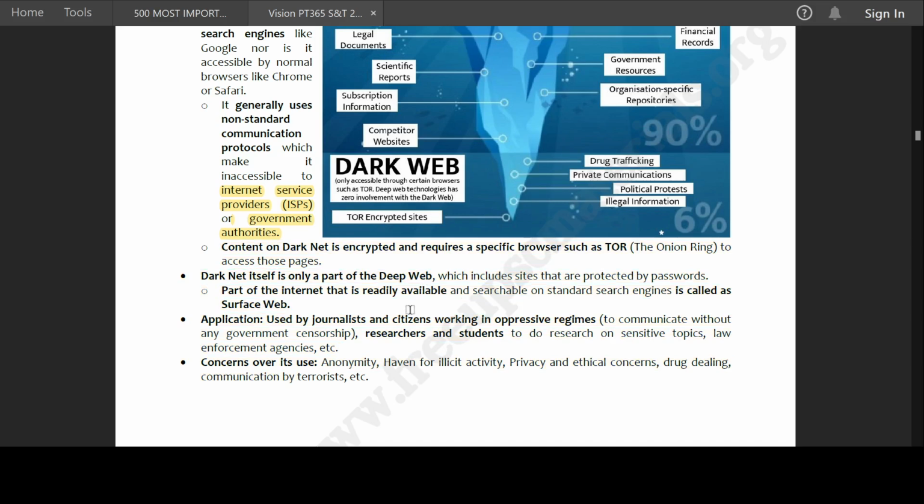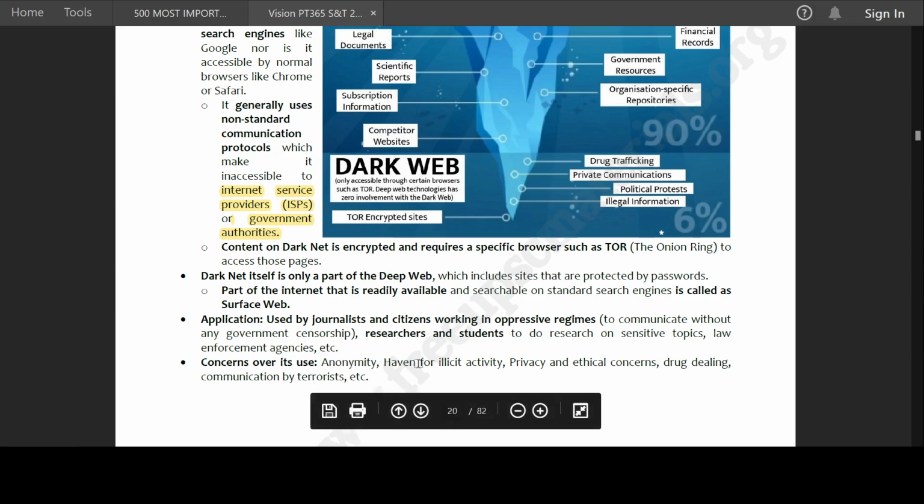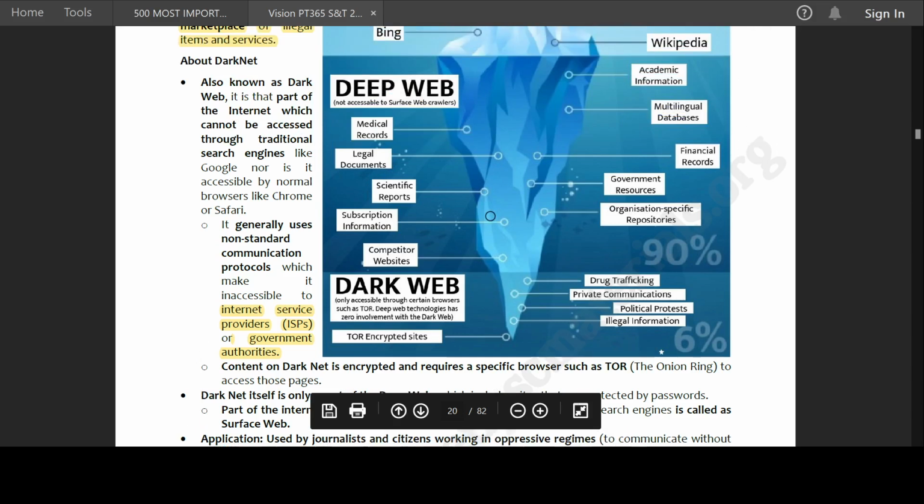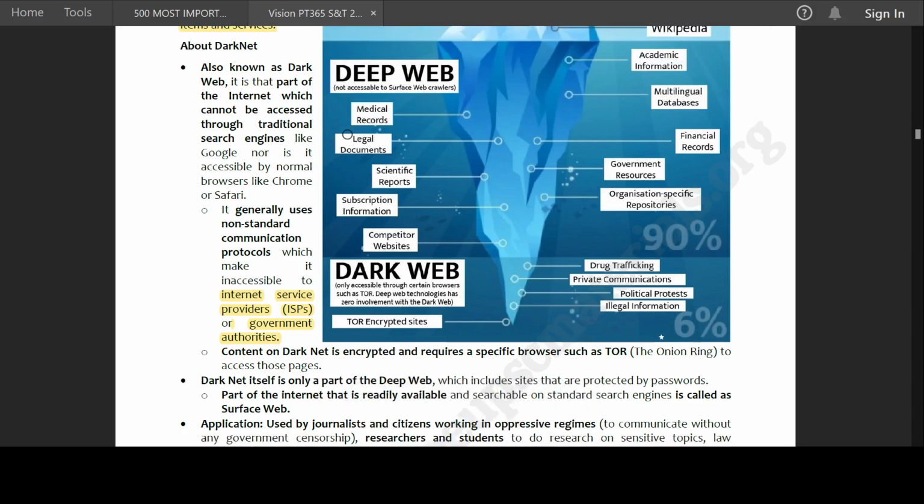The part of the internet that is readily available and searchable on standard search engines is called the surface web. Applications: used by journalists and citizens working in oppressive regimes, researchers and students. Concerns over its use are anonymity, haven for illicit activity, privacy and ethical concerns, drug dealing, communication by terrorists, etc. Deep web, dark web.